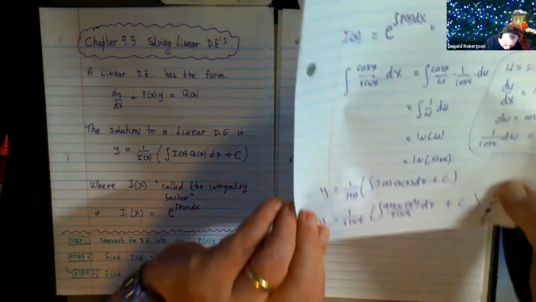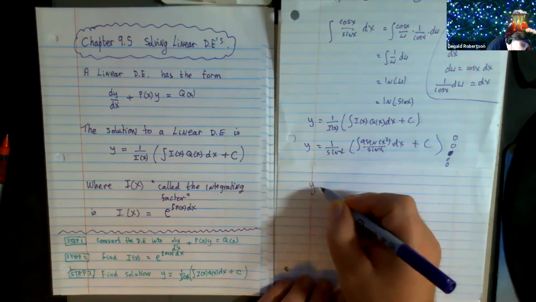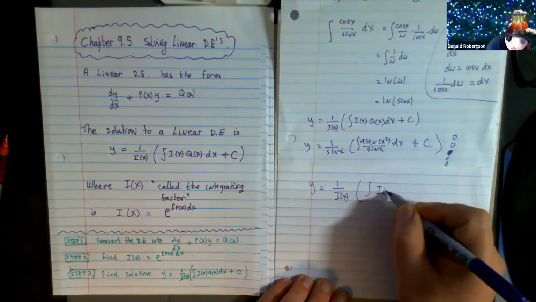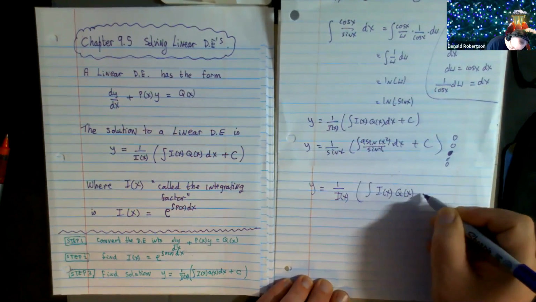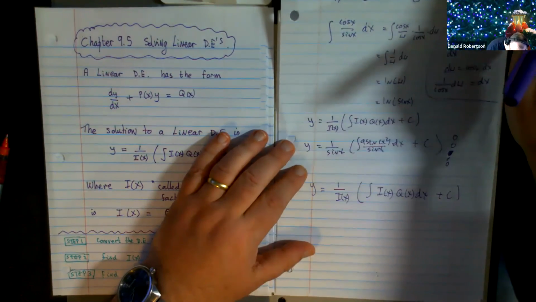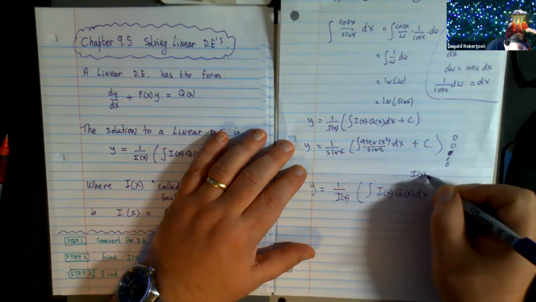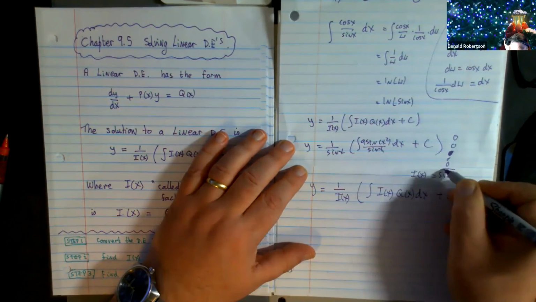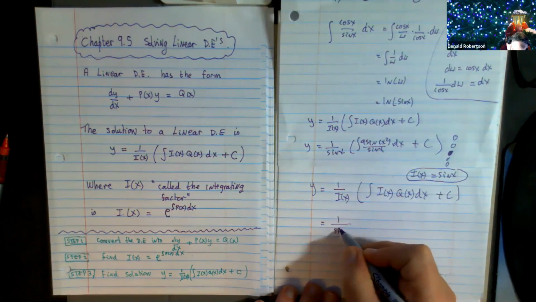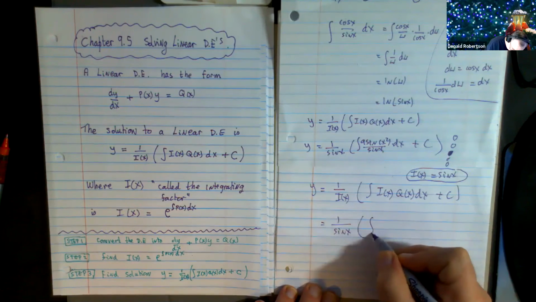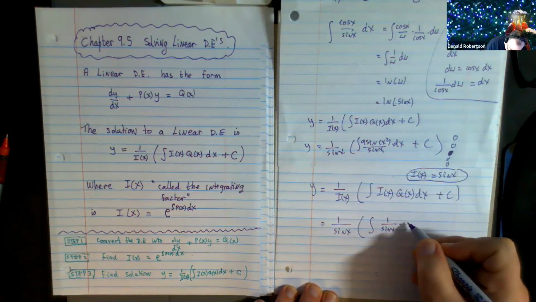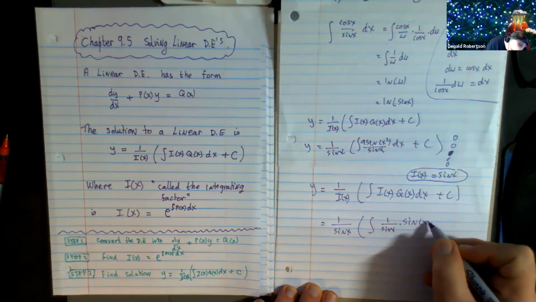Okay, let's do this again. So our formula is the integral of I of x, q of x, dx, add c. We already found up here, after a fair amount of work, the I of x just ends up being that guy. So my answer will be 1 over the sine of x, the integral of 1 over sine of x, q of x, which is that guy, and then it'd just be sine x.